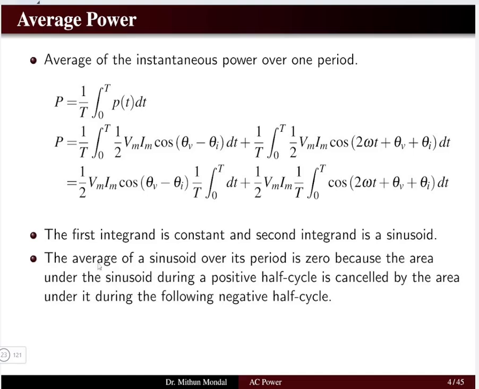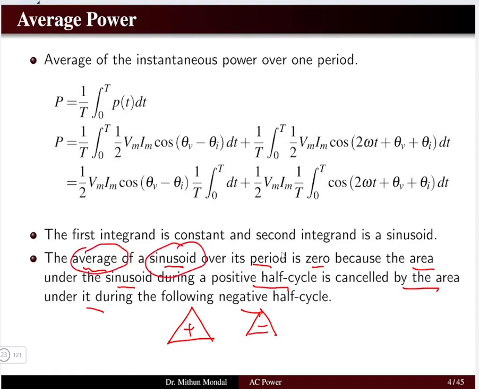Now we know that the average of a sinusoid over its period is zero, because the area under the sinusoid during a positive half cycle will be cancelled by the area under the negative half cycle. So when you take the area under the positive half cycle and the area under the negative half cycle, both will cancel out each other. So the average of the sinusoid over a period is basically zero.